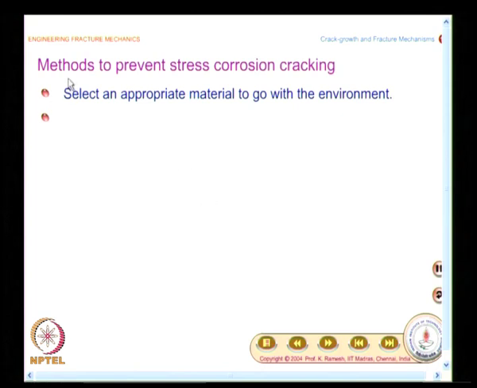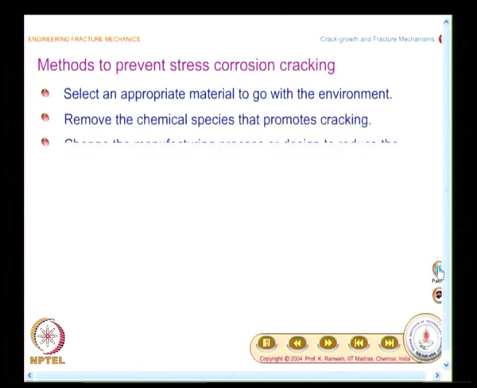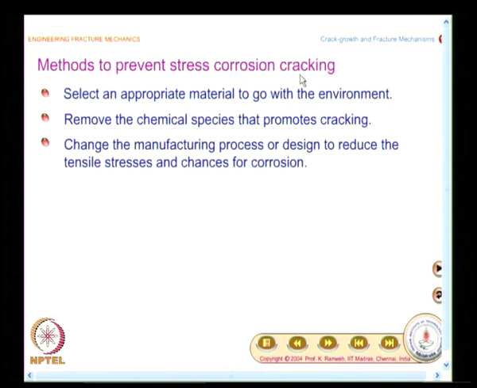And this is what you find. What are the methods that could be used to prevent stress corrosion cracking? So, the first step is to select an appropriate material to go with the environment. And the second step is to remove the chemical species that promotes cracking. These are all doable. And the third step is, we have already seen in the case of active path dissolution, tensile stresses cause the correct environment for the crack to grow.